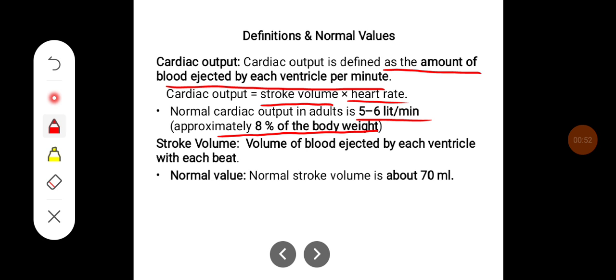Stroke volume is the volume of blood ejected by each ventricle with each beat. Normal stroke volume is about 70 ml.